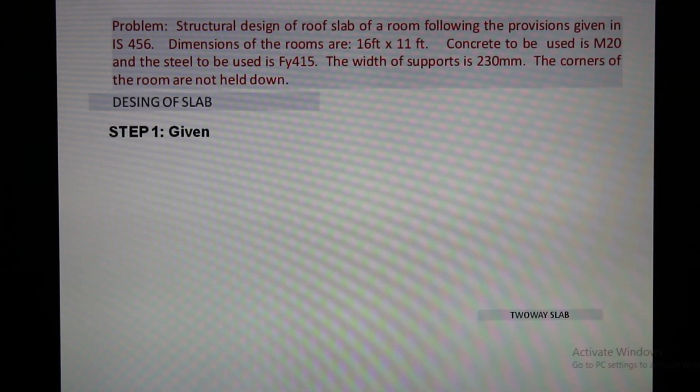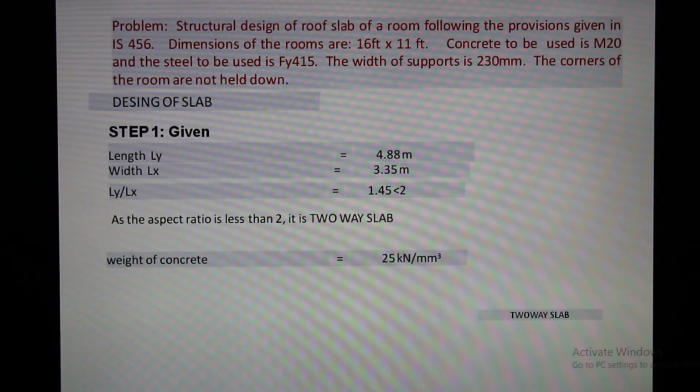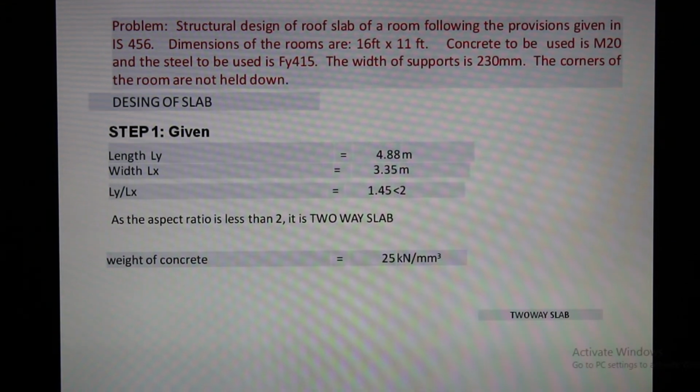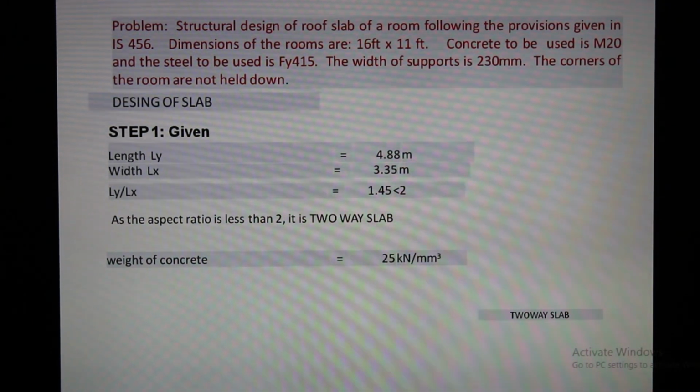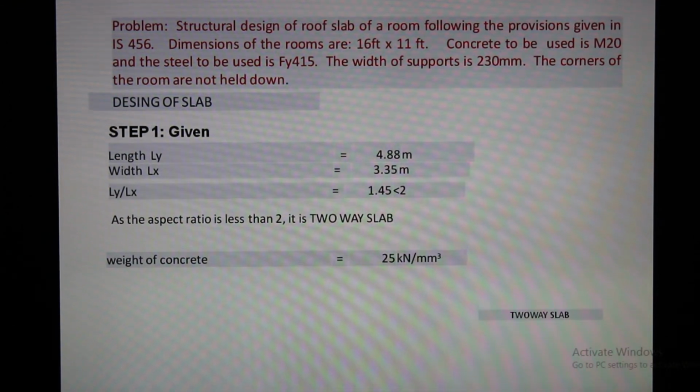First we have to collect the details given in the problem which are to be used in our calculations. Lx, the width, is given as 3.35. Now we will find Ly by Lx, the aspect ratio, which is 1.45, less than 2. Why are we calculating it? We have to check whether it is a one-way slab or a two-way slab. Since it is less than 2, it is a two-way slab. As the aspect ratio is less than 2, it is decided as a two-way slab.